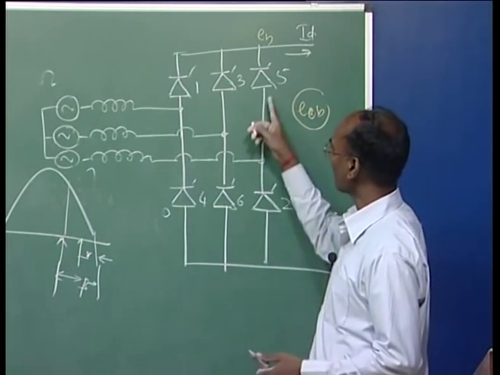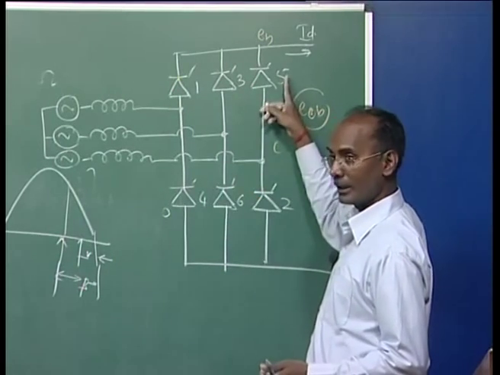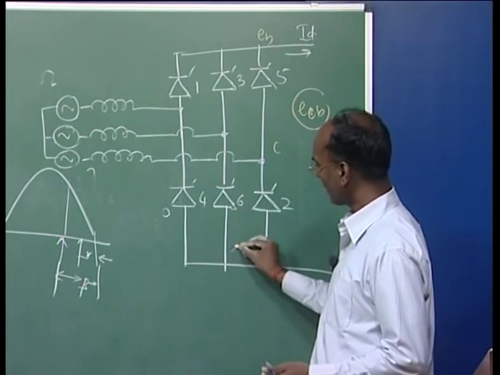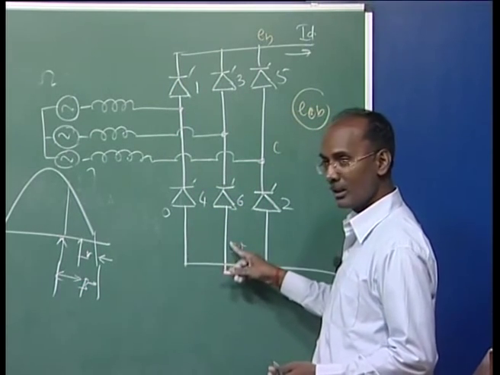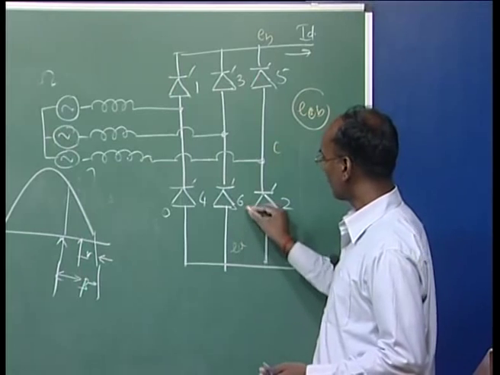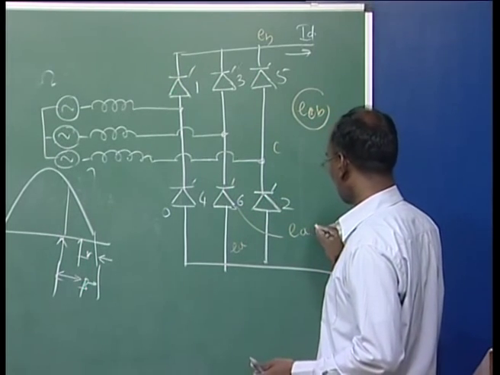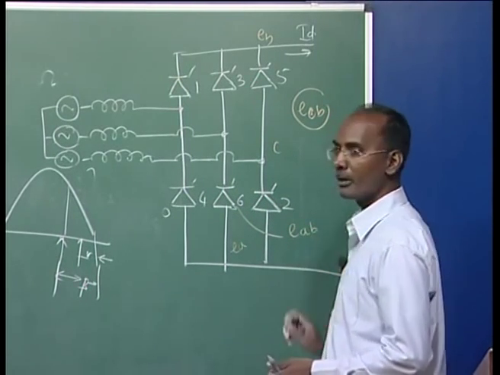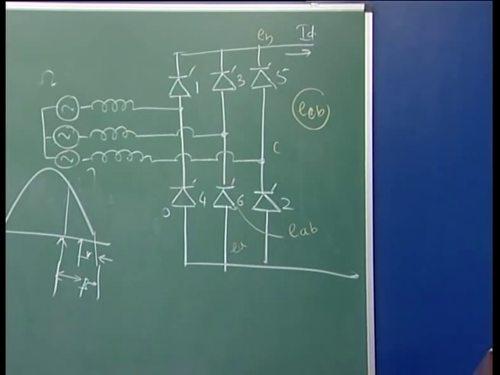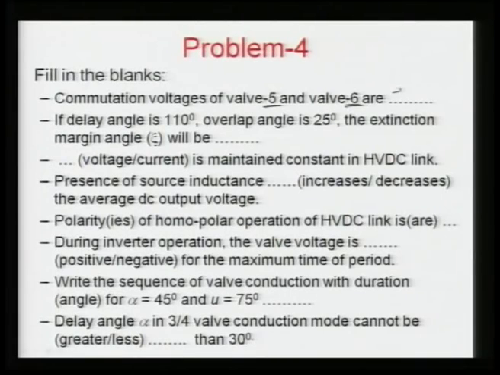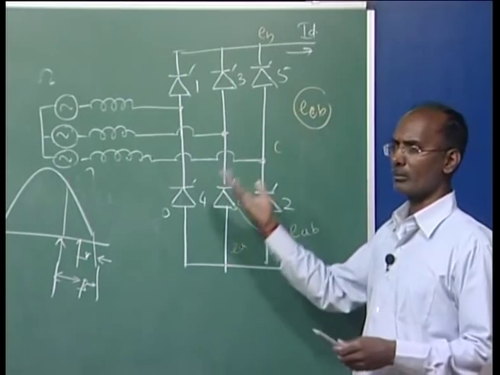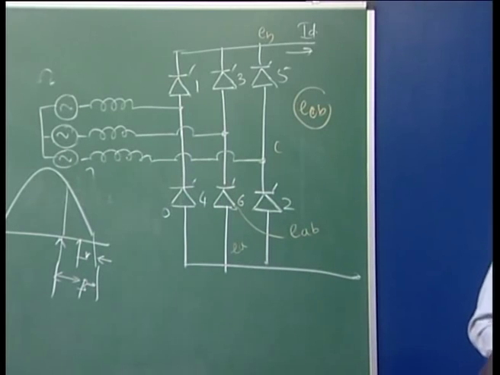6 means 5 and 4 are conducting. So this is conducting here, it means EA on this side, and B always here, so this will be EA minus EB, that is EAB. So the answer here is ECB and EAB. So it is the commutation voltage of the valve. You can similarly calculate it whenever it is asked for the different valves.